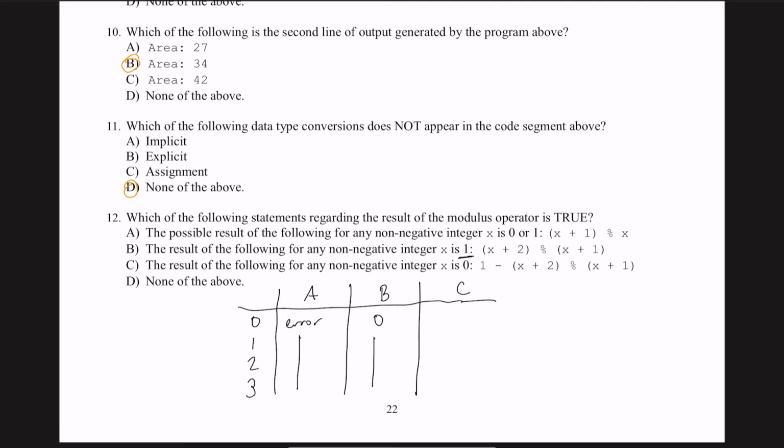For C, we're looking if every single output is 0. Well, we have 1 minus, then just a reminder, we're going to add some parentheses because of precedence. X plus 2 mod x plus 1. So if our input is 0, this is going to be 1 minus 2 mod 1. We already know that 2 mod 1 is going to be 0, so 1 minus 0 is 1. Therefore, that's not the output we want, and C can't be our answer either. Therefore, our answer is D, none of the above.